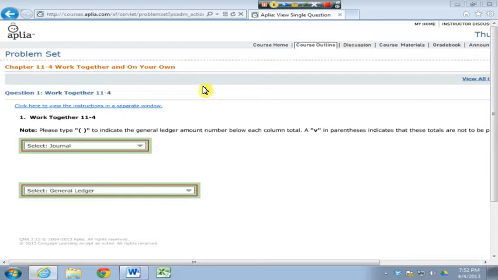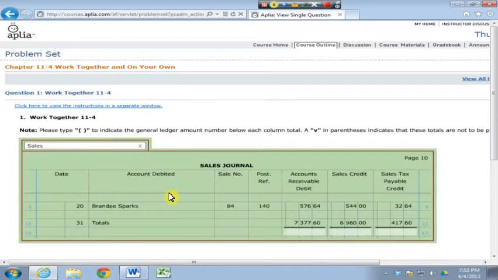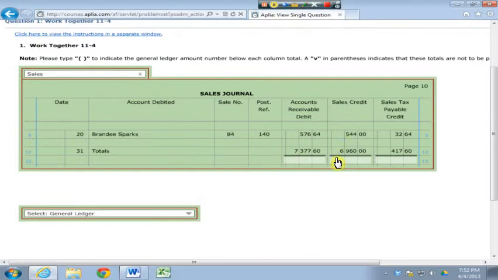So the instructions say we're going to use the journals provided and the general ledger accounts that are provided. For number 1, we are going to post the October 31st column totals of the sales journal. So to do this, we need to go to the sales journal, and we are posting the totals for the sales journal. So we're going to be posting these 3 numbers here.